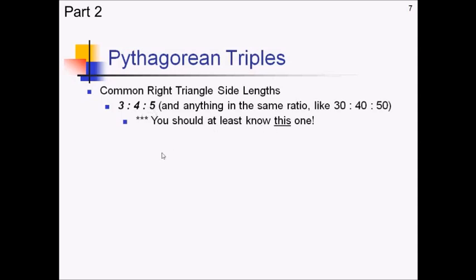Some less common ones that you will sometimes see are the 5, 12, 13 triangle, the 8, 15, 17, and the 7, 24, 25 right triangle. And again, anything in these ratios, you can also use these ratios to find the third side.